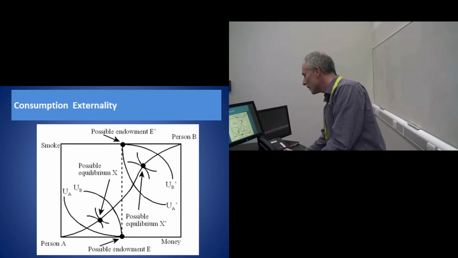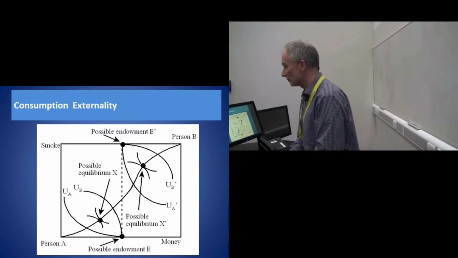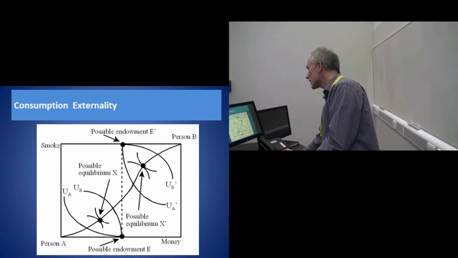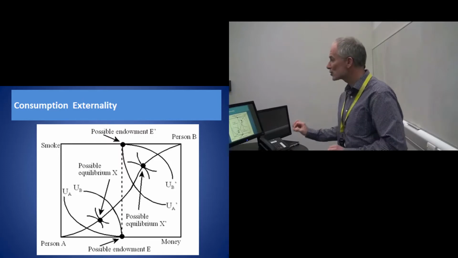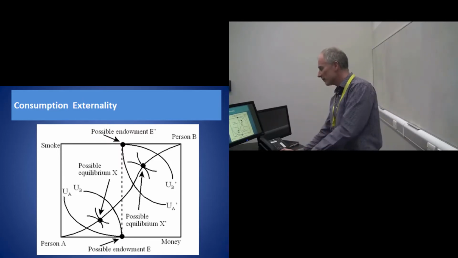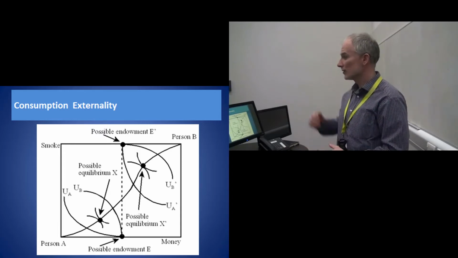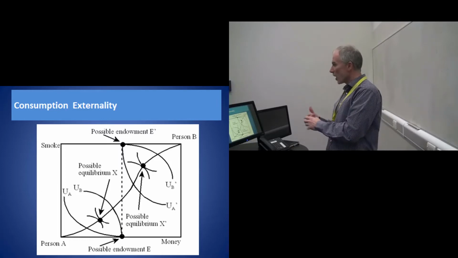So here, in the bottom left-hand corner, is the origin for person A. Now, person A was the smoker. In the top right-hand corner, we have the origin for our other roommate, person B. And remember, person B is the non-smoker. Then, measured horizontally and vertically, we have our two goods. And our two goods are money and smoke.